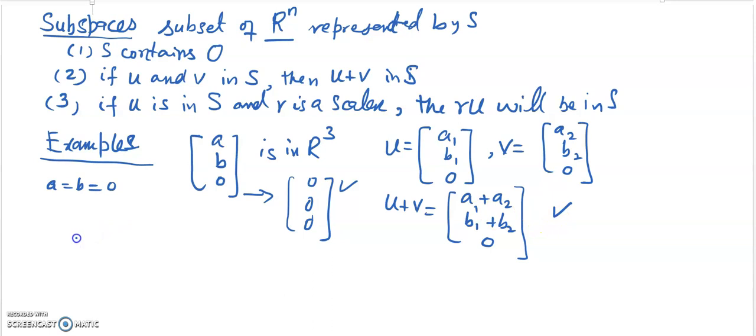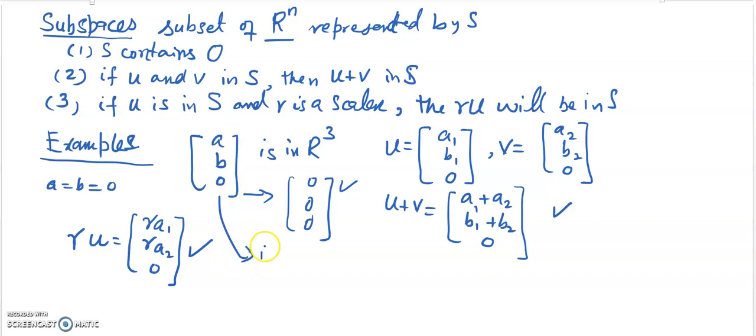How about the third condition? We take any scalar r, which can be any real number, and multiply it with u. So it will be ra1, rb1 and 0. Now we compare this vector with the original form. Just like a and b are real numbers, ra1 and rb1 will also be real numbers of the same form. So ru will also be in S, and the third condition is also satisfied. Therefore we can say that a vector of this form is a subspace in R3.